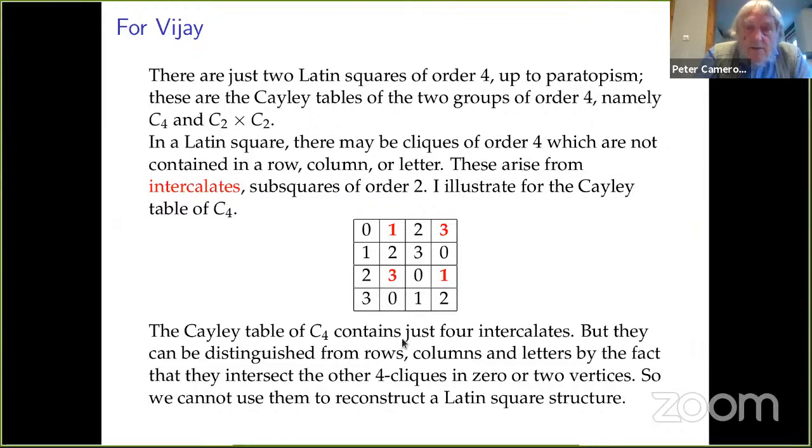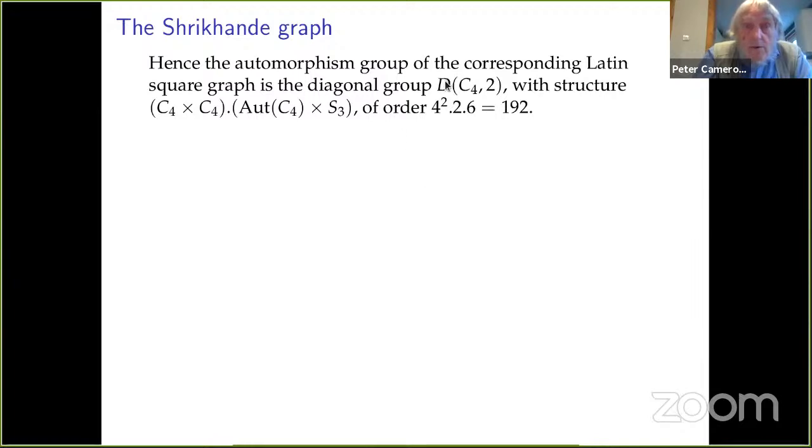So if we want to reconstruct the diagonal structure, we can't use these intercalates. The cliques we have to use must be rows, columns, or letters, because we need a row and a column, for example, to intersect in 1. We wouldn't be able to do that if we tried to use intercalates. So in the case of the cyclic group of order 4, we can uniquely reconstruct the diagonal structure from the graph. Therefore, the automorphism group of the graph is the diagonal group, DC42. There's a general formula for the order of that group, and it turns out to be 192.